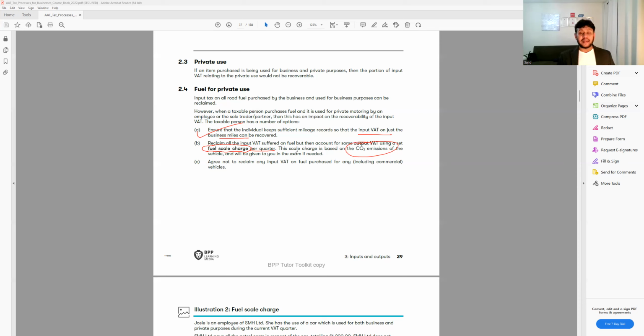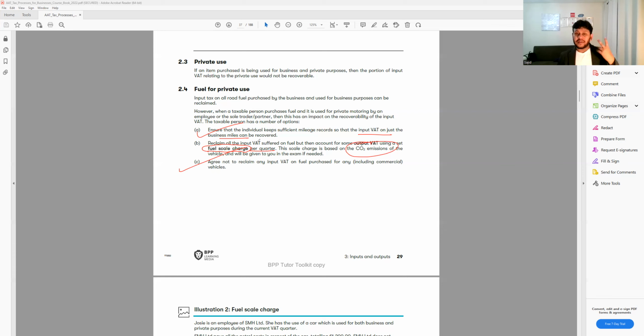So if you pay the appropriate fuel scale charge, you can claim all the input VAT that you spend on the petrol, even though you don't keep any record. So you can claim everything for private and business both. And the last option is you don't claim the VAT at all. So you don't keep a record, you don't pay the scale charge, and you don't claim anything. So you don't do anything.